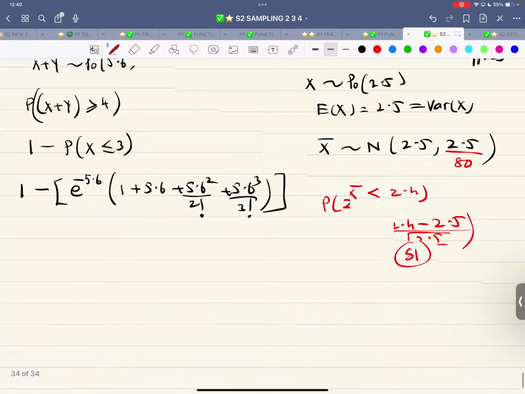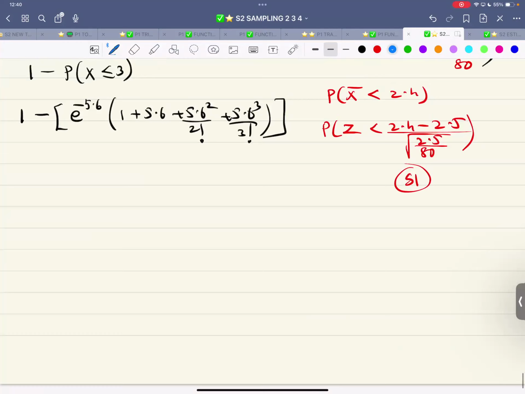So these are all the 6 cases of CLT, and that finishes the lecture related to CLT.